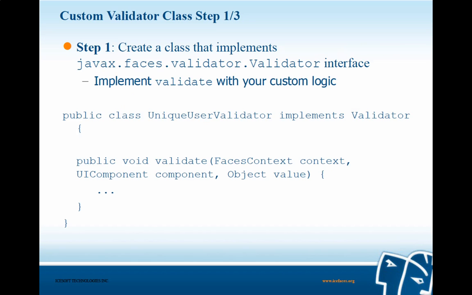Our first step is to create a class that implements the Validator interface. We would then implement the validate method with our custom logic. So in this case, we're creating a custom validator called UniqueUserValidator.